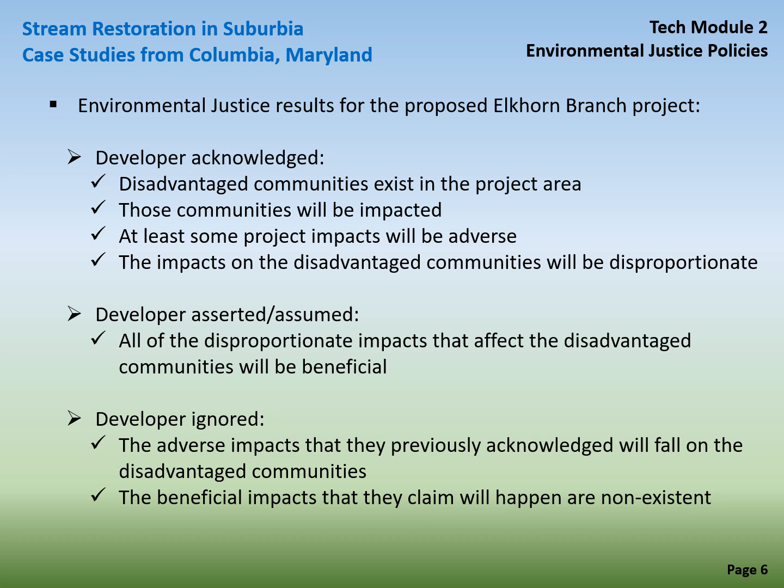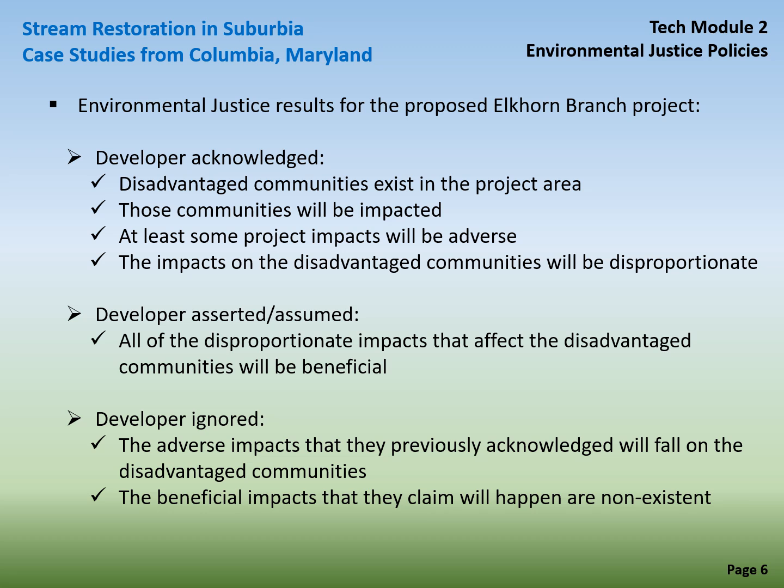Now, for the proposed Elkhorn Branch project, in the permit application and some other documents, the developer acknowledged that the project does pass through census blocks that are disadvantaged. The developer acknowledged that those communities will be impacted by the project. It's directly along the property boundaries. It would be hard to say anything else. The developer, in a separate document, acknowledged that at least some of the project impacts would be adverse, and they were mostly referring to construction noise, construction emissions, and things like that.